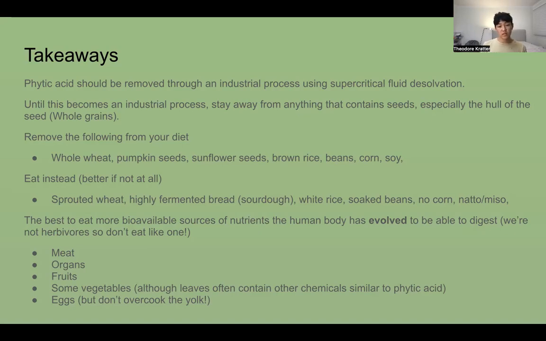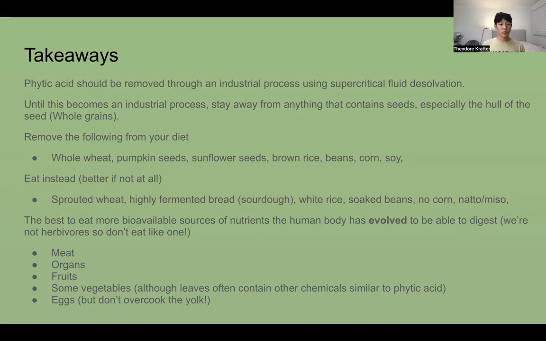Really, the main takeaway here, and what we've learned from the 1960s, is that we really should be eating the way we evolved. We've evolved in a certain way, and we should be eating foods we have evolved to digest. So we're not herbivores. Don't eat like an herbivore. We're omnivores. We've got to eat meat. We've got to eat plants. We've got to eat fruits, not seeds.